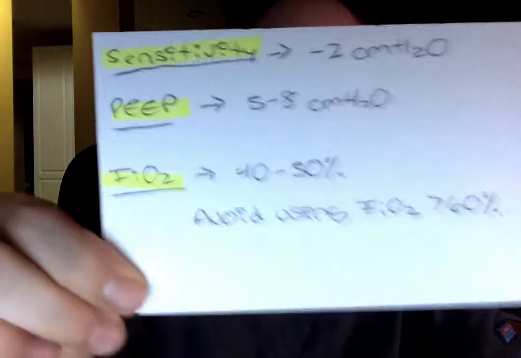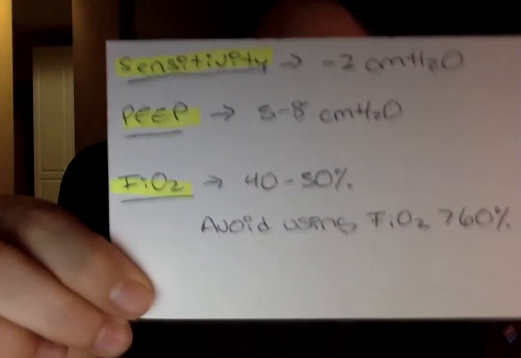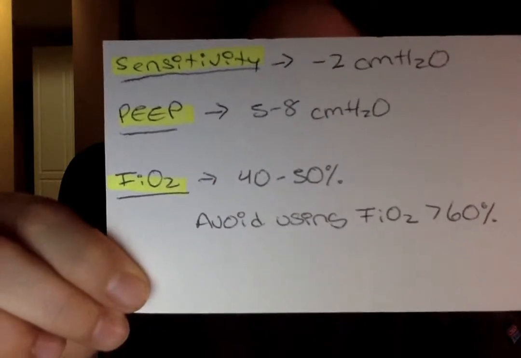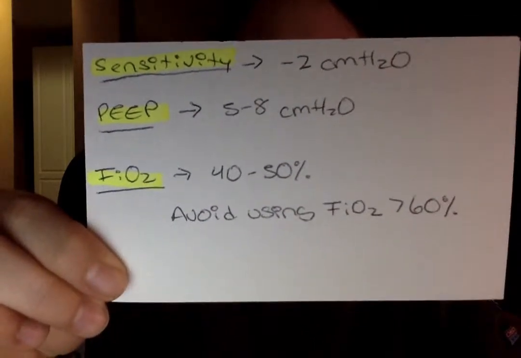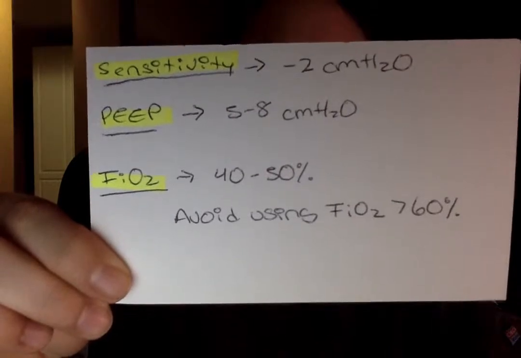Our IE ratio, we set this at 1 to 2, 1 to 3, or possibly longer E times. FiO2s, we set these at 40 to 50%, and we titrate down. We want to avoid FiO2s greater than 60% to prevent any O2 toxicity.